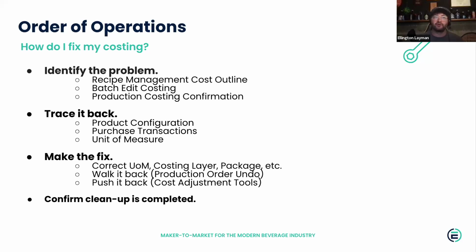And then always remember to go back and make sure it's done. Don't just hit adjust and go, phew. No, go look at that production component and say, okay, yes, all of my costing looks good. It wasn't more places than one. I cleaned up everywhere that it existed. So follow your order of operations, right? Recognize it, walk it back, make the fix, and you should be good to correct your costing.